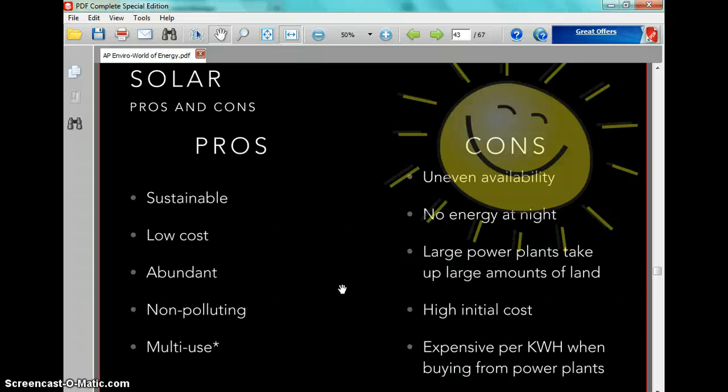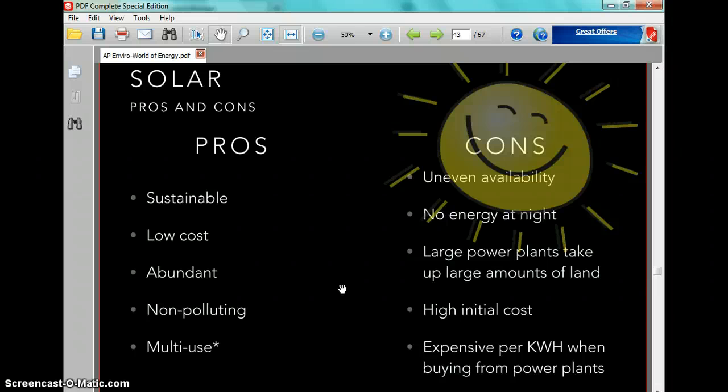Okay. Cons: there's uneven availability. Obviously, countries closer to the equator where the sun has stronger rays are going to get more rays than, like, Alaska. There's no energy at night, but this is kind of an iffy con because if you have solar energy, you're going to obviously have the correct equipment to store it for nightly use. Large power plants take up large amounts of land. There's high initial costs, as I said earlier, and it's expensive per kilowatt hour when you buy from power plants.